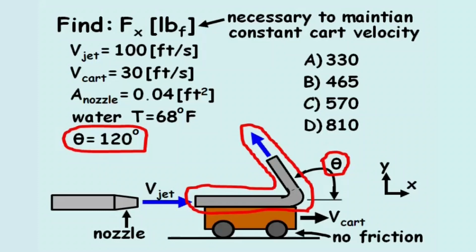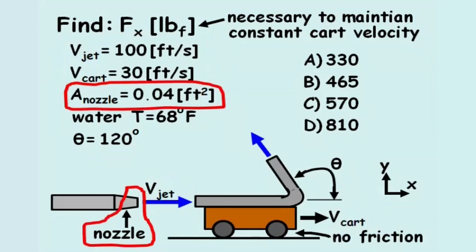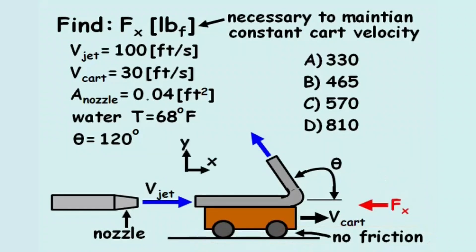The velocities of the hydraulic jet and the cart are provided, as well as the area of the nozzle. The problem also states there is no frictional resistance to the cart moving in the x direction. Without a horizontal force, Fx, applied, the cart will not maintain a constant velocity.